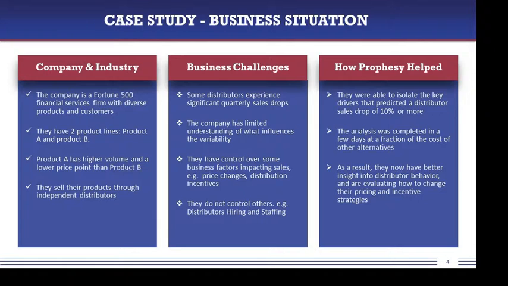In structuring the analysis, we had to define what constituted a significant drop in revenues. Company management felt that 10% was an appropriate threshold, so our goal was to find factors that indicated a distributor was likely to experience a sales drop of 10% or more. From this point on, when I say a significant drop, you can take it to mean a drop of at least 10%.